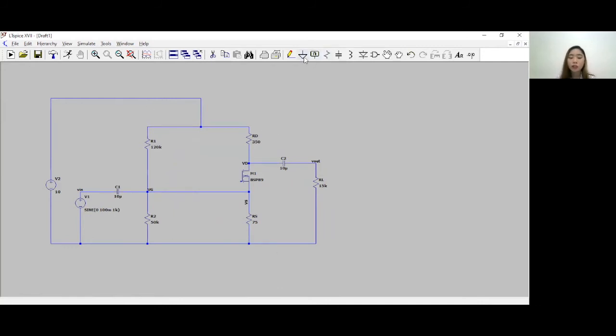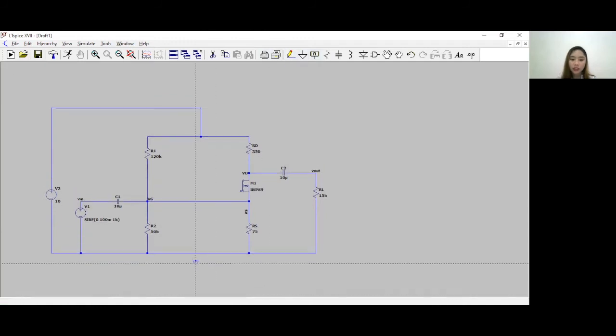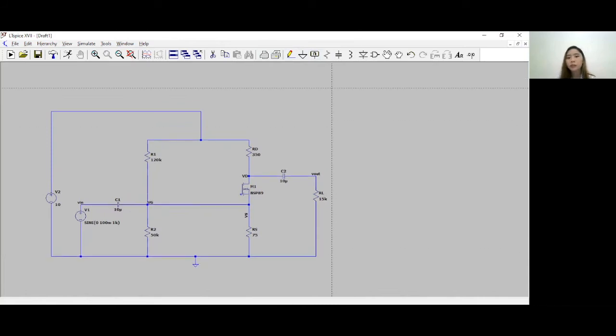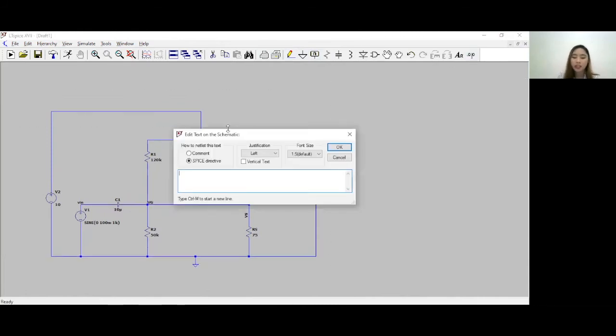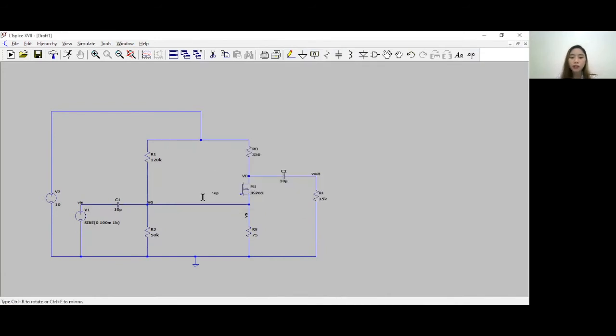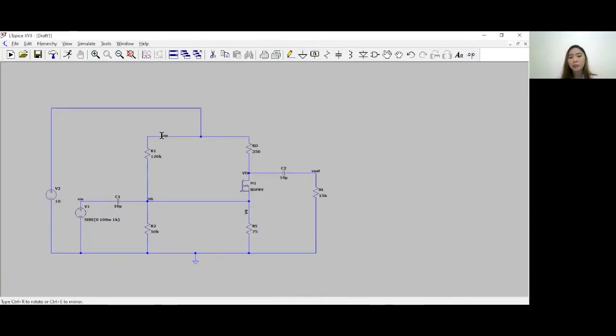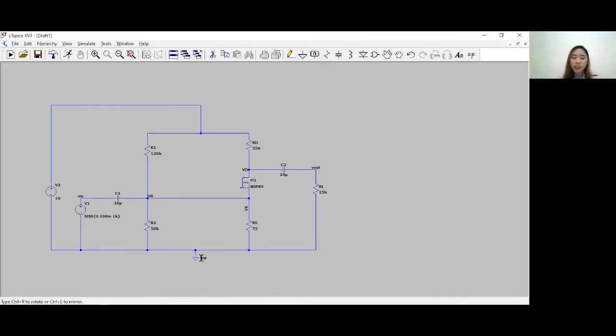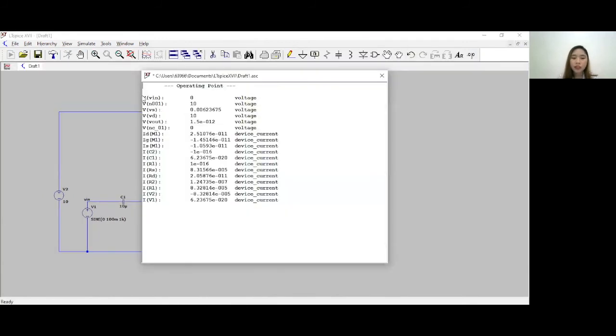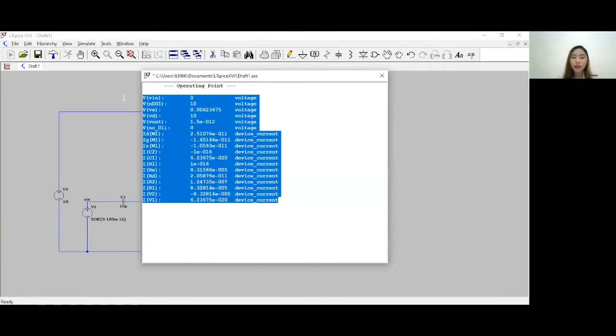But first, we need to add a ground. So we will add it here and then connect it with the wire. Now we are going to use the SPICE directive and type .op for us to see the operating points, and you can place this SPICE directive anywhere, but I'll just place it near the ground. So if we run it, we can see the value of our operating points, and we will be using all of this later.